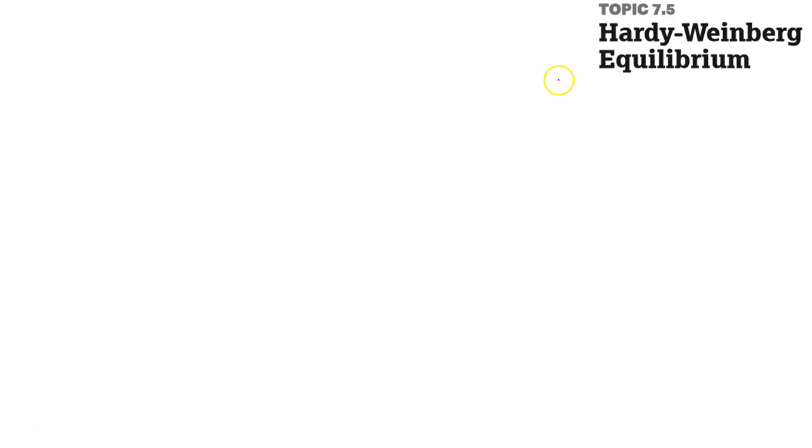Okay, so let's start talking a little bit about, some of you might dread this, but the Hardy-Weinberg equilibrium. I think once you understand it, it's not going to be too difficult to grasp. First thing we need to talk about is what is Hardy-Weinberg equilibrium? It describes a population which is not evolving. So I'll write that over here.